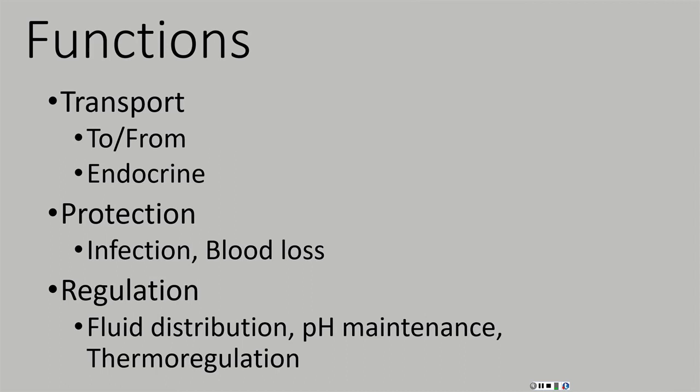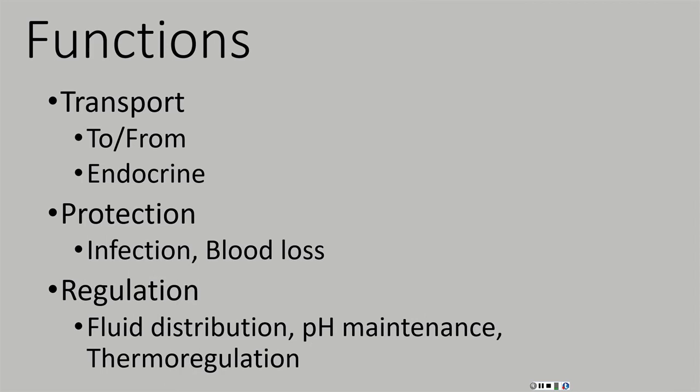Blood functions for protection. Later in the semester, when we talk about the immune system and the lymphatic system, we're going to see various cells and proteins in our blood that help fight off infections. Blood also protects us from losing blood. Blood protects itself from being lost. Later in this chapter, we're going to see, when we get an injury and we start to bleed, how does blood actually stop that bleeding?